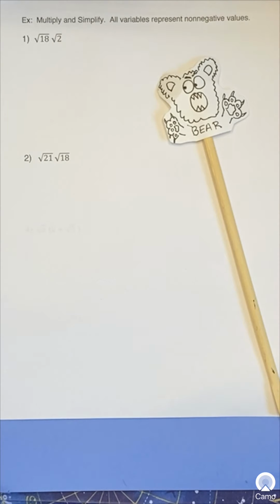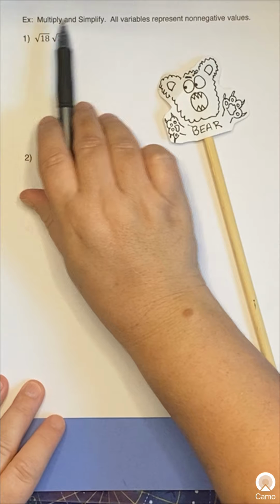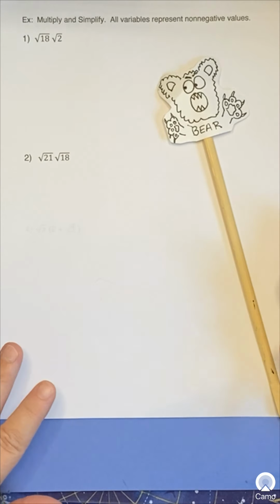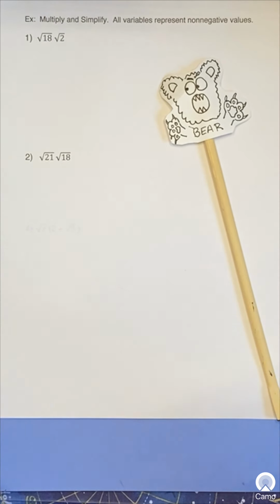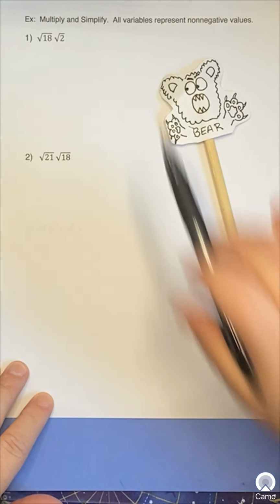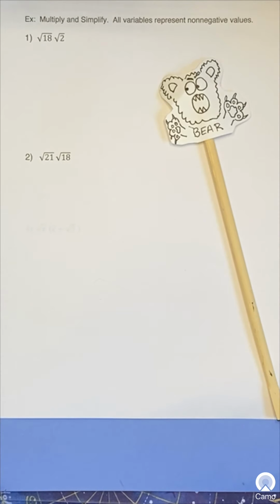And I have great news as we come into this part. We're going to multiply and simplify, which is great and super fun. I know you all were looking forward to that. But also, all variables will represent non-negative values.